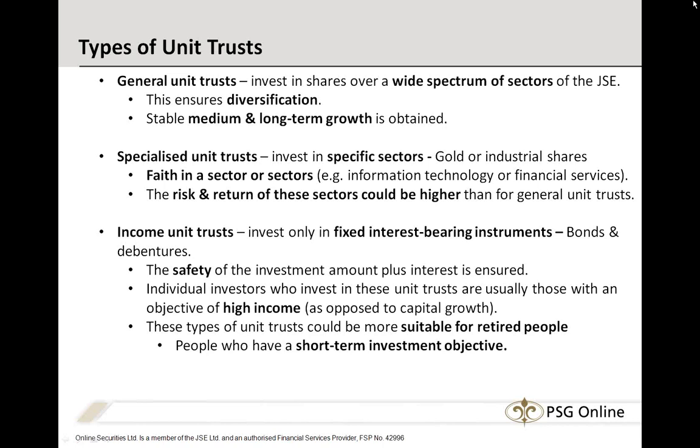You also have a group of unit trusts that are focused on income. This is mainly focused on interest-bearing securities or instruments, mainly bonds and debentures. So obviously the safety of the investment plus the interest is ensured. This is mainly for someone who's looking for high income as opposed to capital growth. So it's suitable for a retired person, or someone with a short-term investment objective. You can use it as a place to park your money.